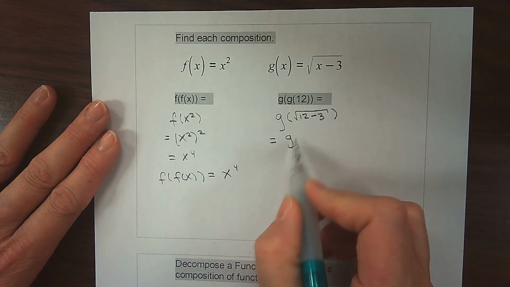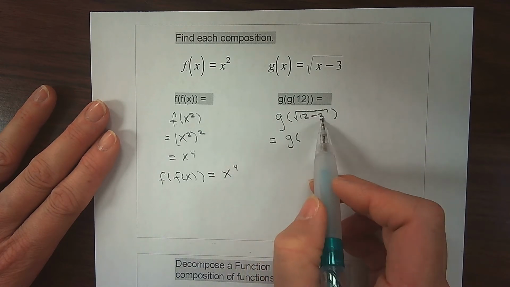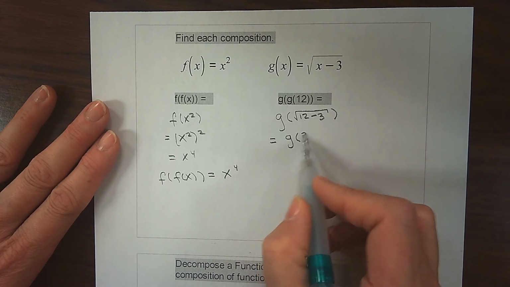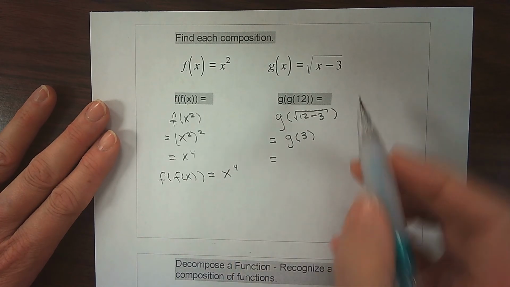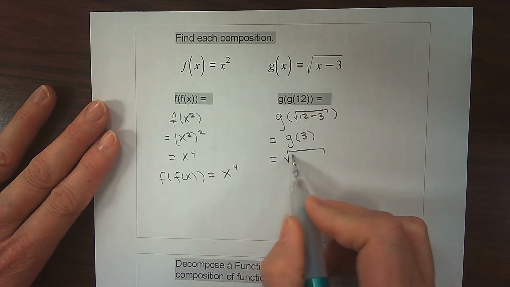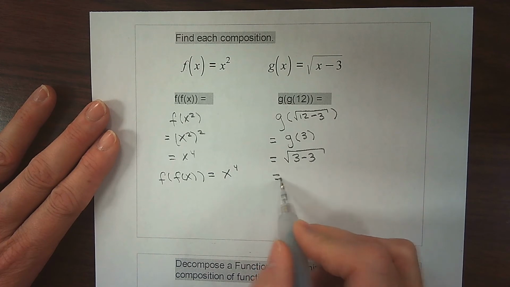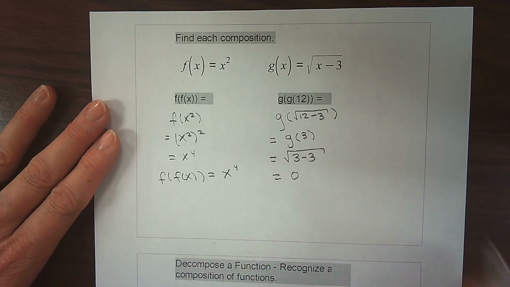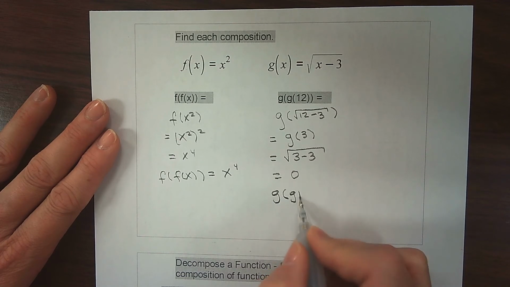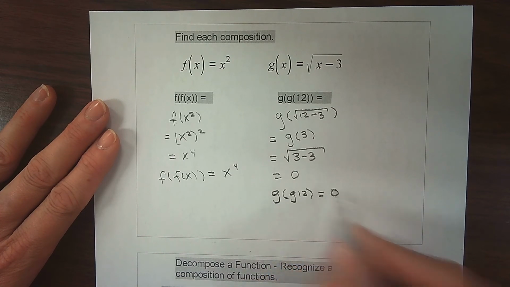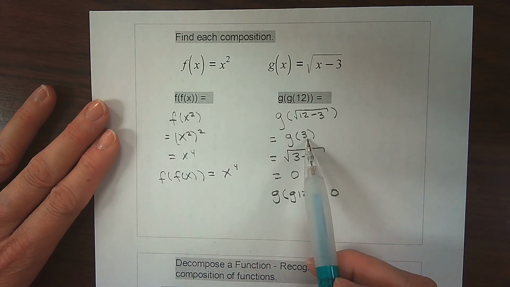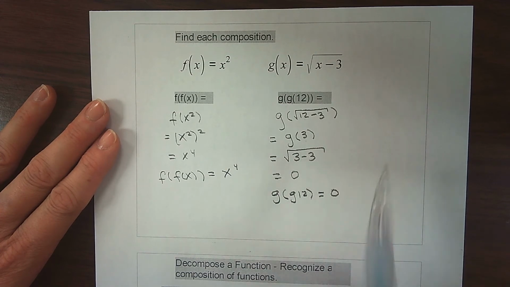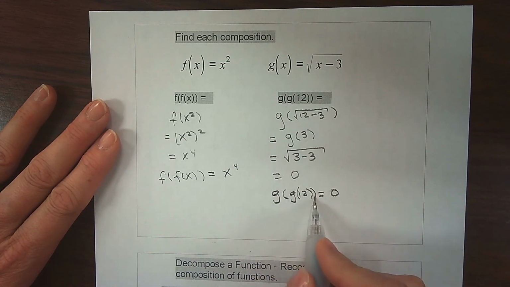Well, let's see, that's really g of 12 minus 3, which is 9. The square root of 9 is 3. So we're really finding g of 3, which means I go back to this function again and plug in 3, and I get the square root of 0, or just 0. So g of 12 equals 0. Remember that g of 12 was 3, but then evaluating the function again at 3 gave me a result of 0. That's what this statement means.